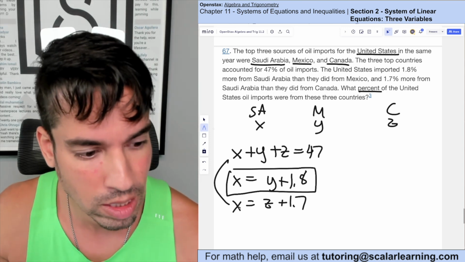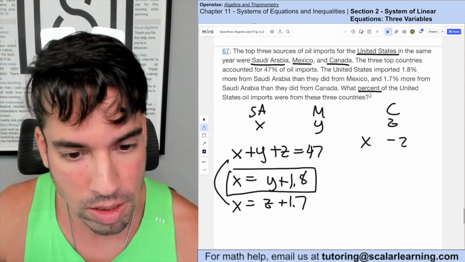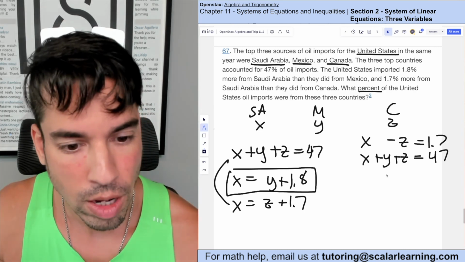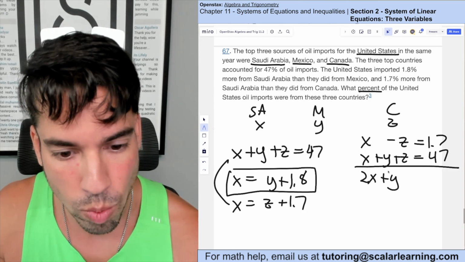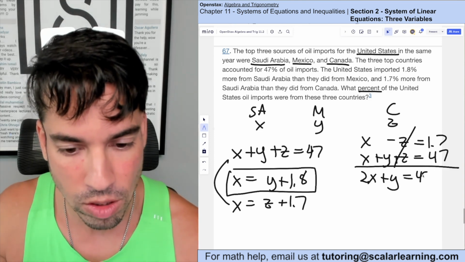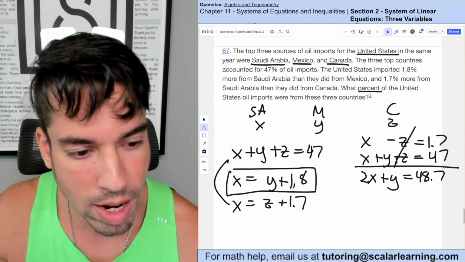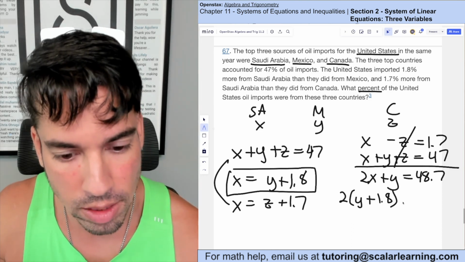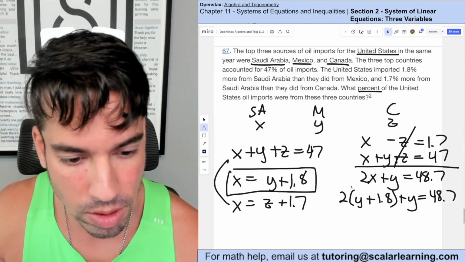And that's going to be done really easily when I subtract Z from both sides in this equation, right? X minus Z equals 1.7, and then we'll keep this one as is. So now we add these together and we get X plus X is 2X, Y stays Y, the Z's cancel out, and then we got 47 plus 1.7 is 48.7. So now we can do a little substitution, right? X equals Y plus 1.8. So I'm going to substitute in Y plus 1.8, and then we got plus Y is equal to 48.7.